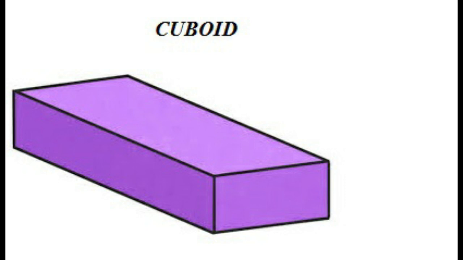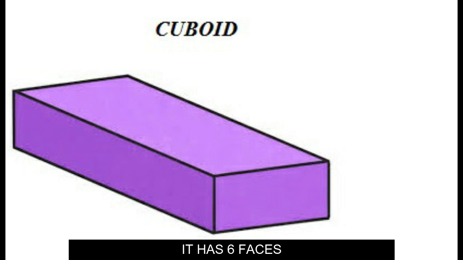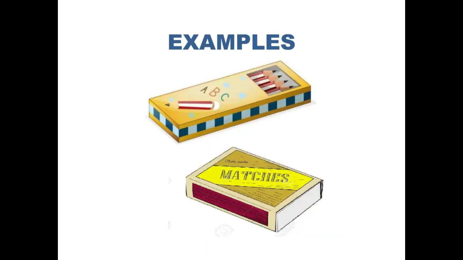Second one is cuboid. It is a 3D shape. It has 6 faces. It has 8 vertices and 12 edges. Its opposite sides are equal. Examples of cuboid are pencil box and matchbox.